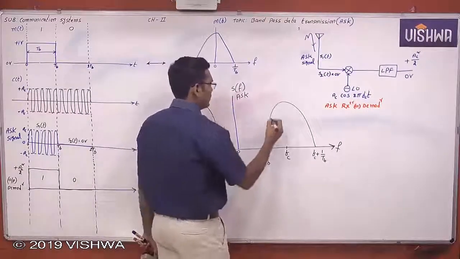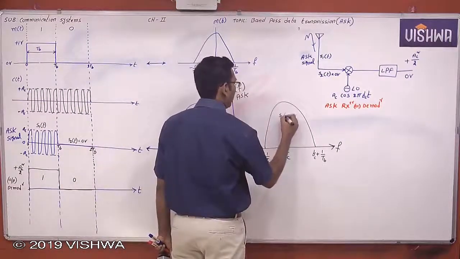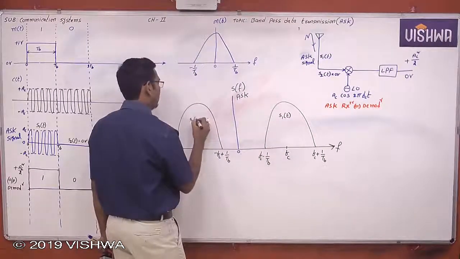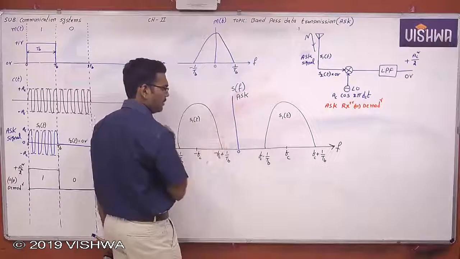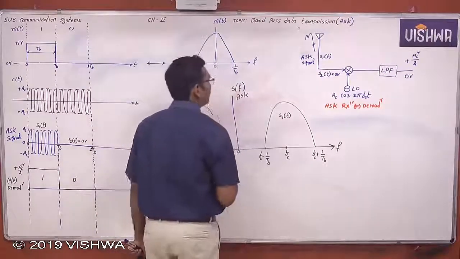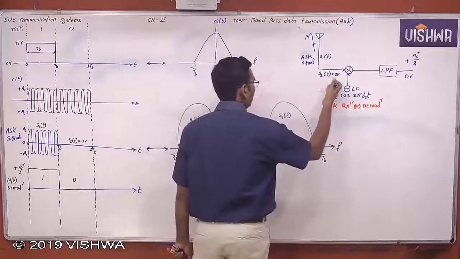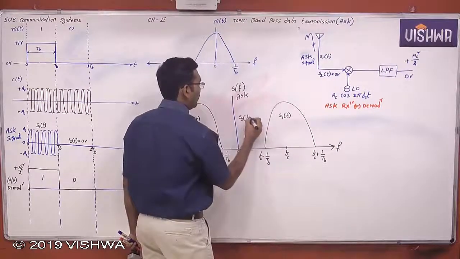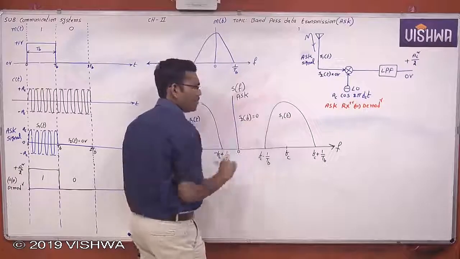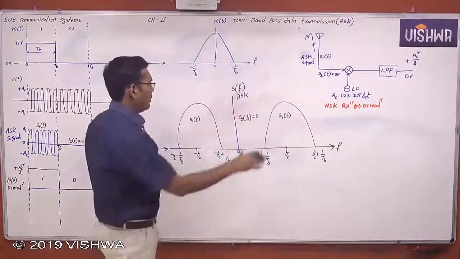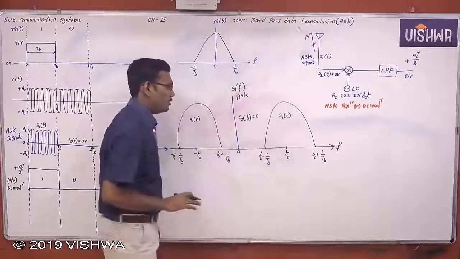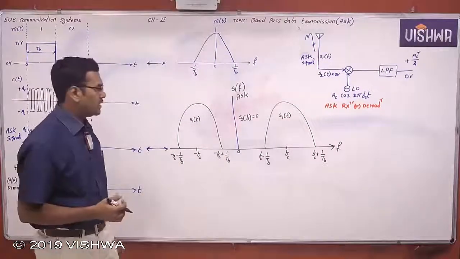Now this is for S1 of t, but there are no negative frequencies, therefore you forget about this. Now what about S2 of t? S2 of t is nothing but 0. S2 of f is also 0. This is S2 of f, which is equal to 0. So not a problem. Okay. So finally, this is the spectrum of ASK signal for binary 1 and for binary 0. Now there is a frequency range which is available.